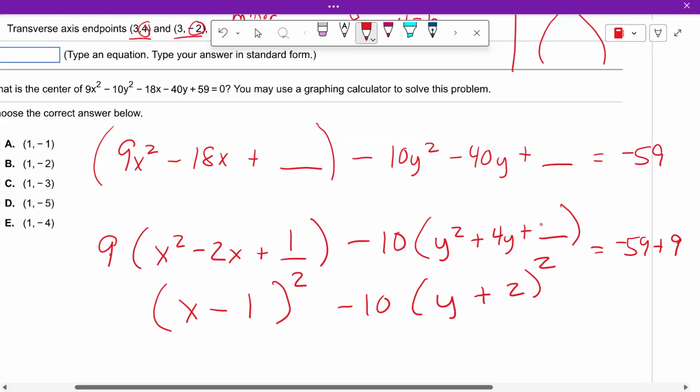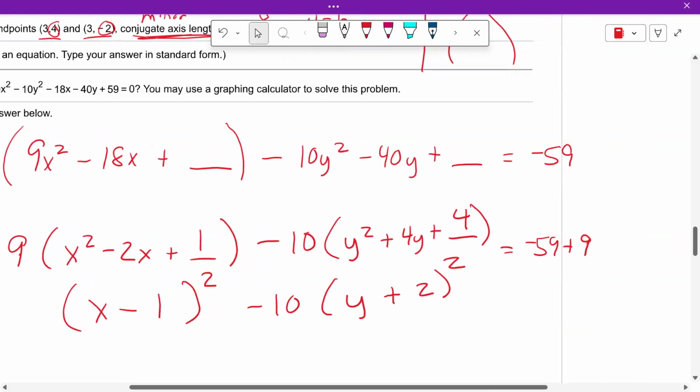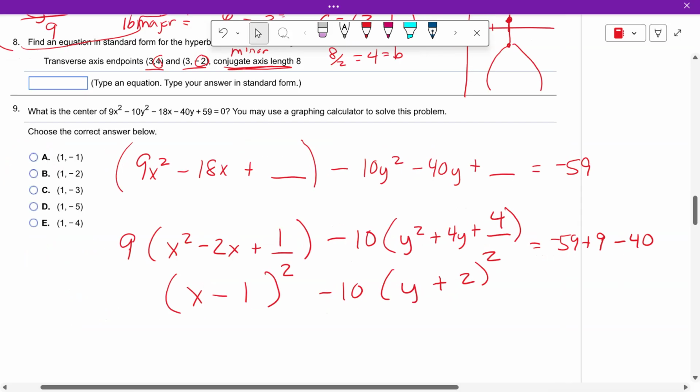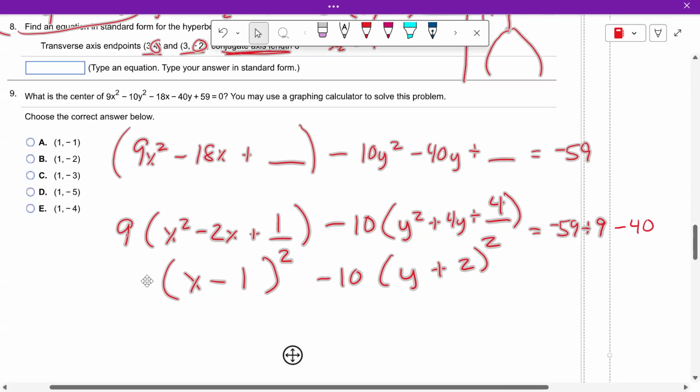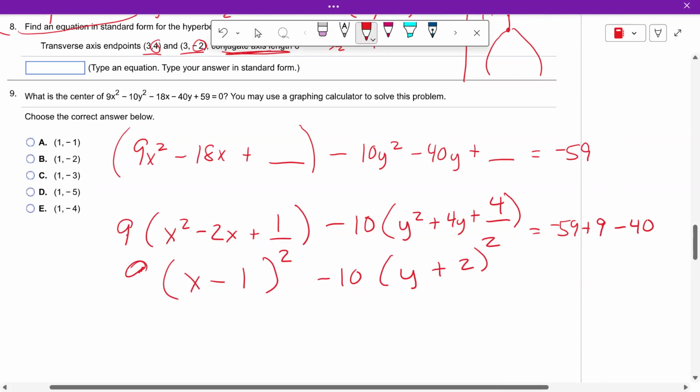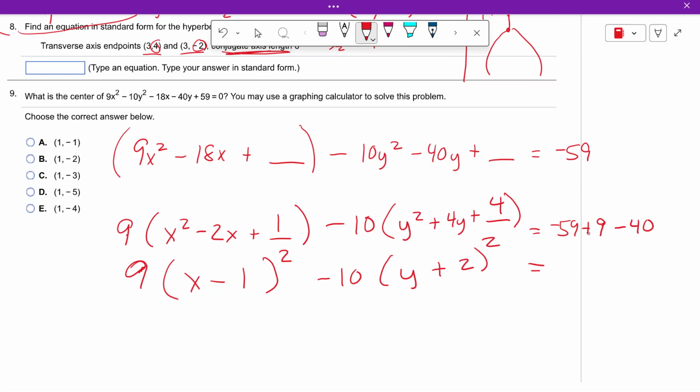2 squared is 4. So really it's negative 10 times 4 I'm adding, or minus 40 I'm adding over here, because I took a negative 10 out. Negative 10 times 4 is negative 40. So this is 9 on the outside, 10 on the outside, and then this side is negative 59 plus 9, which is negative 50, minus 40 is a negative 90.